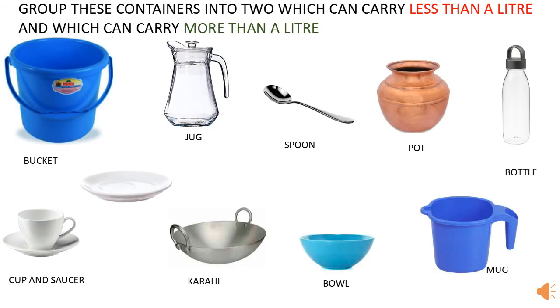Now children, collect different types of containers like bucket, jug, spoon, pot, bottle, cup, saucer, karahi, bowl, mug, and whichever containers you have at home, and group them into two: containers which can carry less than a liter, and containers which can carry more than a liter. Okay?